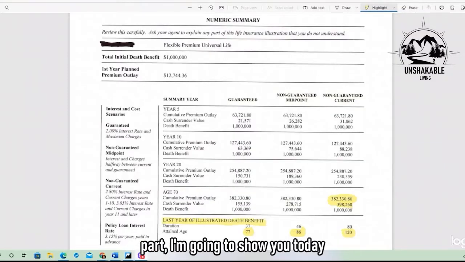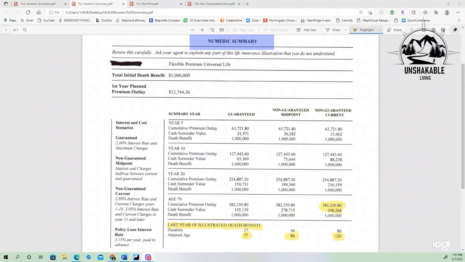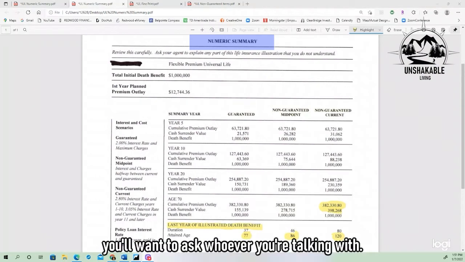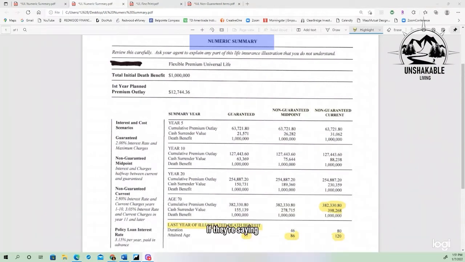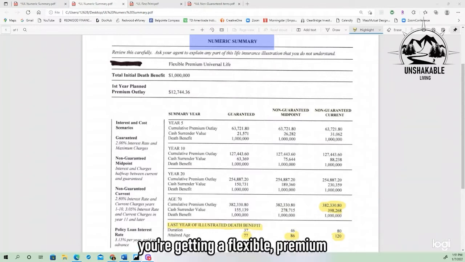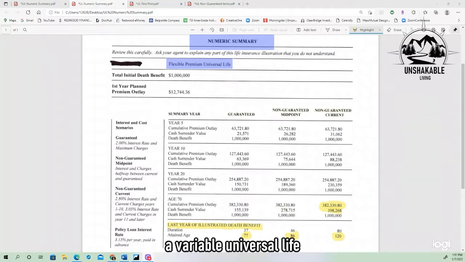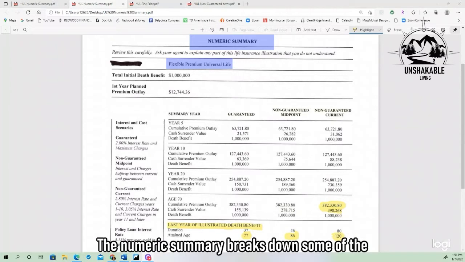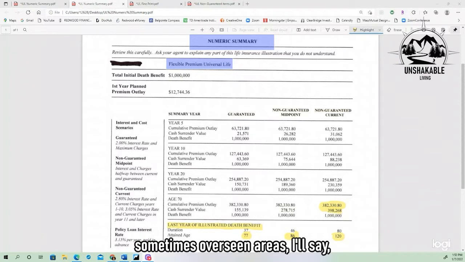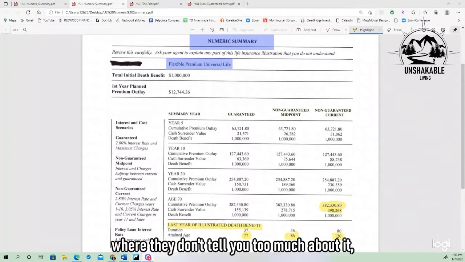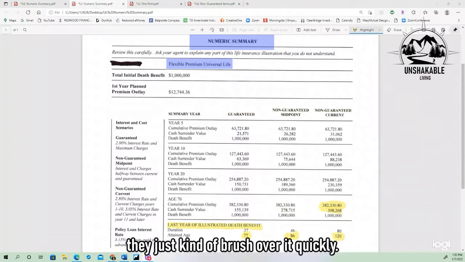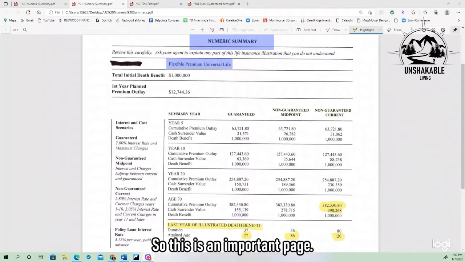First part I'm going to show you today, numeric summaries. This is a spot you'll want to ask whoever you're talking with if they're saying you're getting a flexible premium life insurance product, a universal life, a variable universal life, or an index universal life product. The numeric summary breaks down some of the sometimes overlooked areas, where they don't tell you too much about it. They just kind of brush over quickly. So this is an important page.